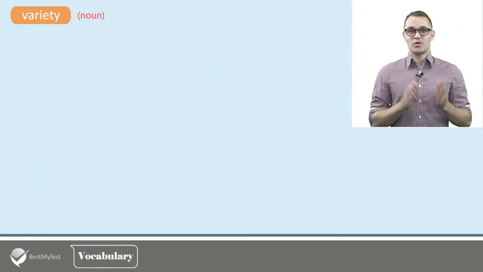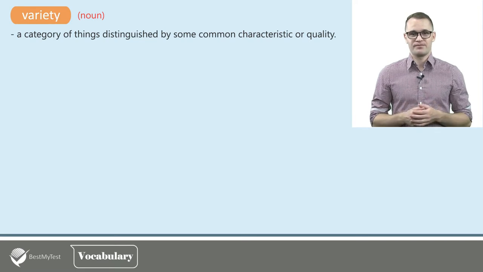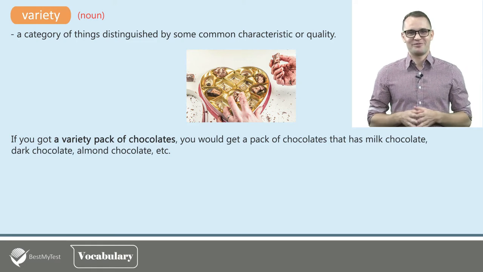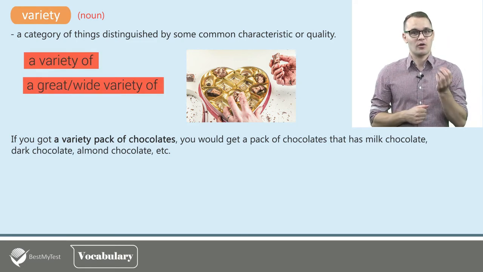Let's look at the next word, which is variety. Variety is a noun that is a category of things distinguished by some common characteristic or quality. For example, if you got a variety pack of chocolate, you would get a pack of chocolate that has milk chocolate, dark chocolate, almond chocolate, and so on. The phrase a variety of, or a great or wide variety of, is often used.